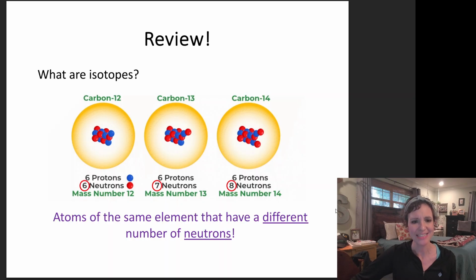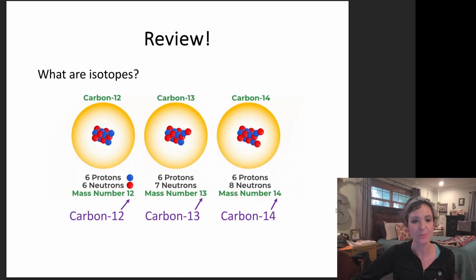So isotopes are atoms of the same element, these are all carbon, that have a different number of neutrons. And as a result, that number that I'm writing here is the mass number, the sum of the protons and neutrons put together. So that number after the dash represents the mass number.